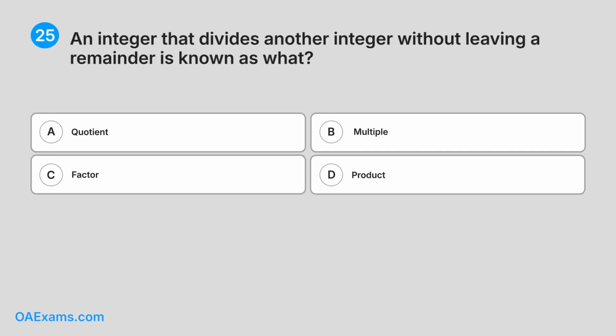25. An integer that divides another integer without leaving a remainder is known as what? A. Quotient. B. Multiple. C. Factor. D. Product. Do you know the answer?